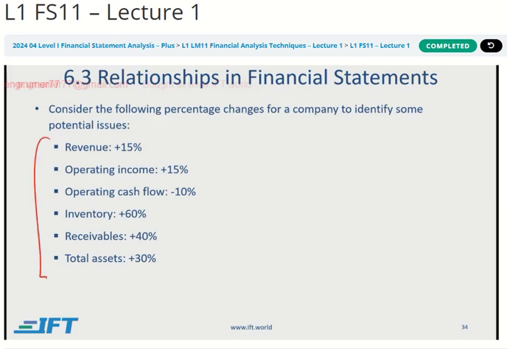What I would request you to do is just pause the video here, right? Pause the video here and try to identify some potential issues in this company. The revenue is going up 15%, but the receivables are going up 40%, right? Inventory is going up 60%. So what do you think? And let me then just show you what I think as well. So please pause the video and try to analyze this.